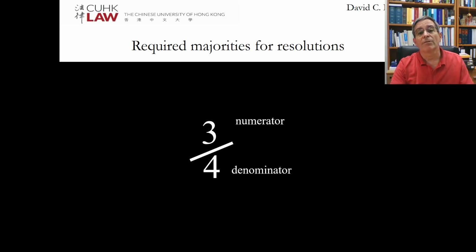So remember the required majorities for the resolution. Remember, when we're talking about a percentage, we're always talking about some number over 100. But the actual denominator of the fraction will vary depending on whether the percentage is of total voting rights, total share capital, or the number of votes actually present at a meeting in person or in proxy and cast. Okay?